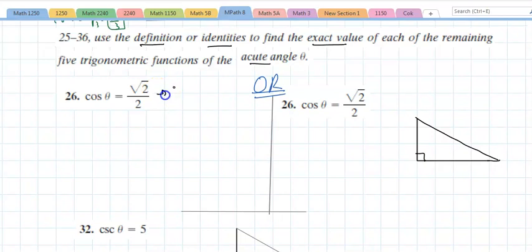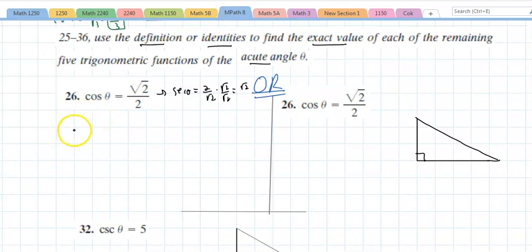Well, I know from this automatically the secant of theta is 2 over radical 2. If I rationalize, that is 2 radical 2 over 2, which is radical 2. If I want to find the sine, well, now it's not that simple. It's not like number 22 or 24.